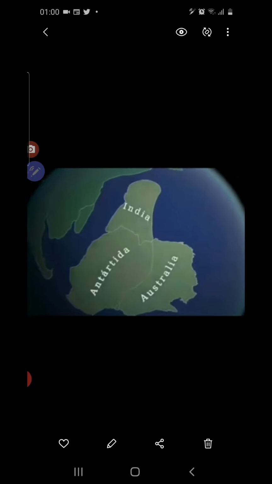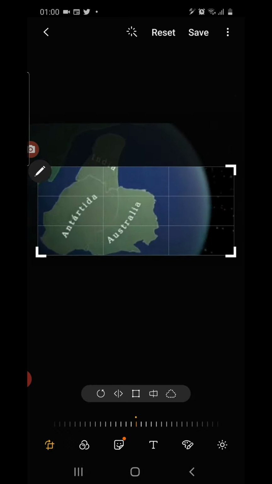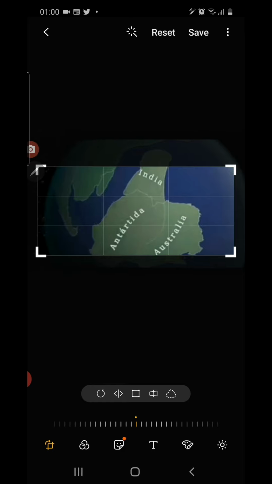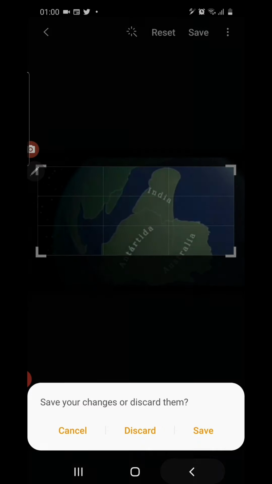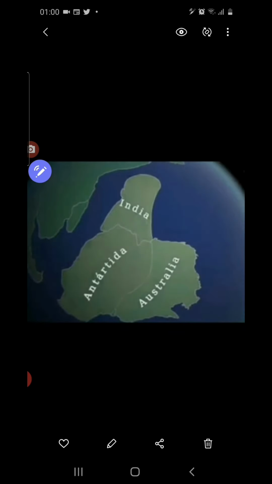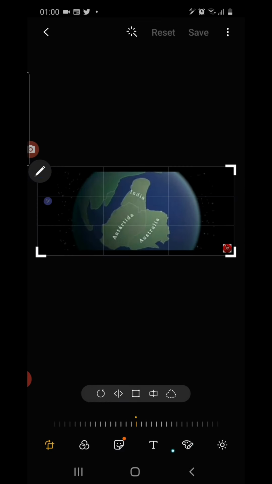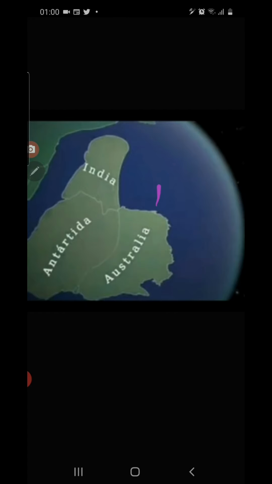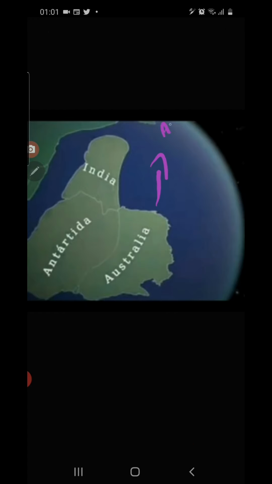Now you can see India. It's a wonderful fact. You can see India here, with Antarctica and Australia. Do you think India is here now? No, India is now with the Asian continent. How did it happen? The scientists say that India started moving towards the north. The Indian continent started moving towards the north. Which continent is there in the north? Asia is there.